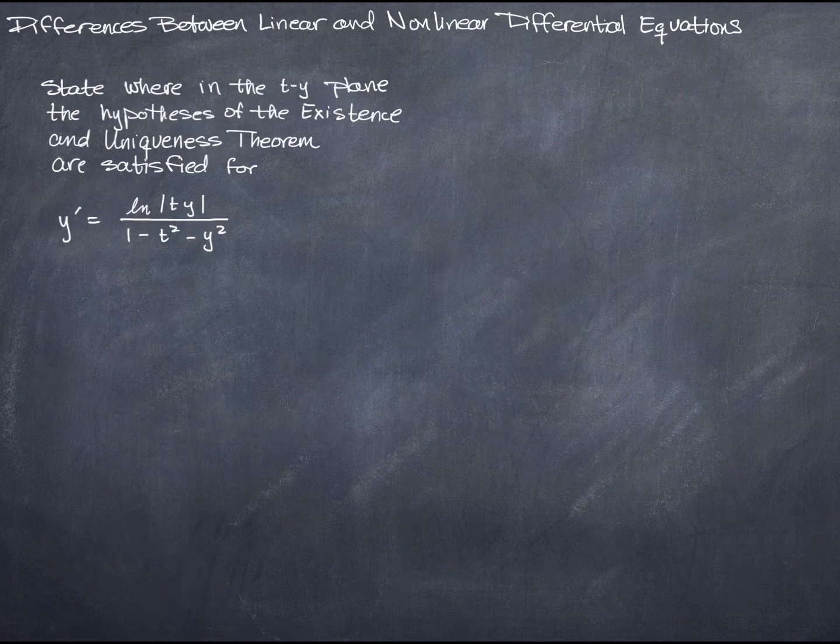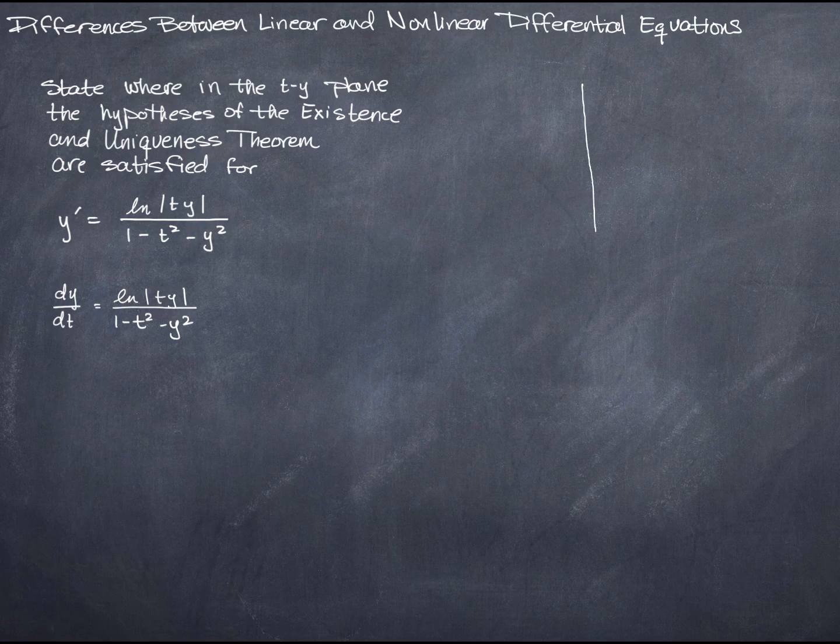Okay, here's a differential equation, and I am very much inclined to rewrite it before I get going too far as dy/dt equals the natural log of ty over 1 minus t squared minus y squared. And what I want to do with this differential equation is to find the rectangle, right? In the linear case, we called it an open interval. We might call this an open rectangle, but the way the problem is worded in the textbook, it says state where in the ty plane the hypotheses of the existence and uniqueness theorem are satisfied.